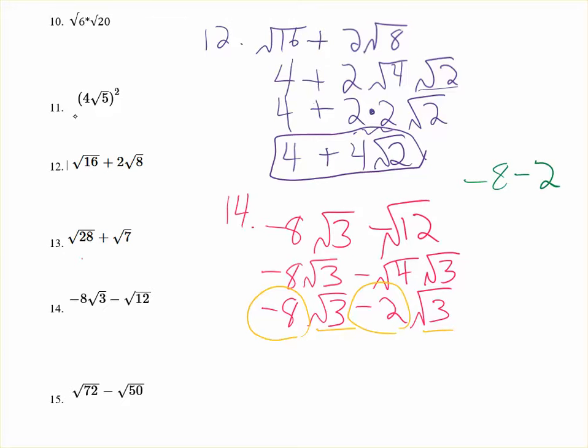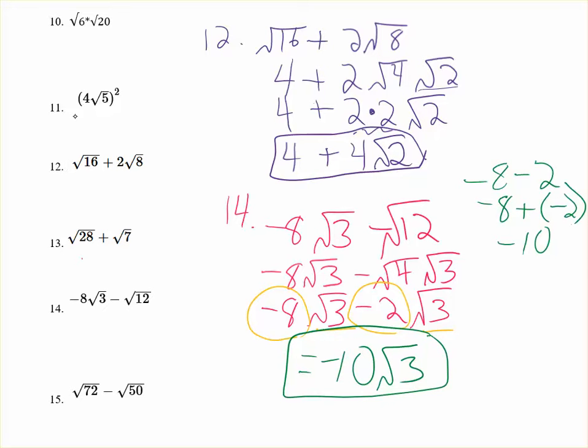Negative 8 minus 2, we could rewrite as adding the opposite. And we see that that would be negative 10. The square root of 3 then gets written after the number in front, and that's your answer, negative 10 square root of 3. You do not change what's underneath the radical to 6 or 0 or 9 or anything else. It's just negative 10 square root of 3.